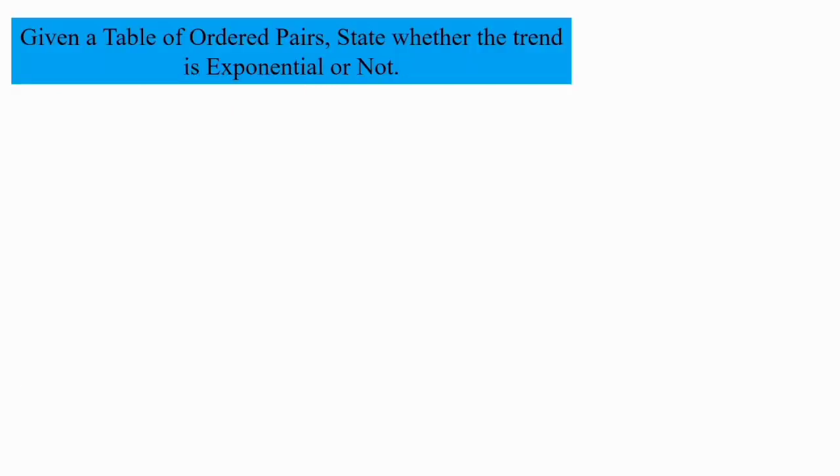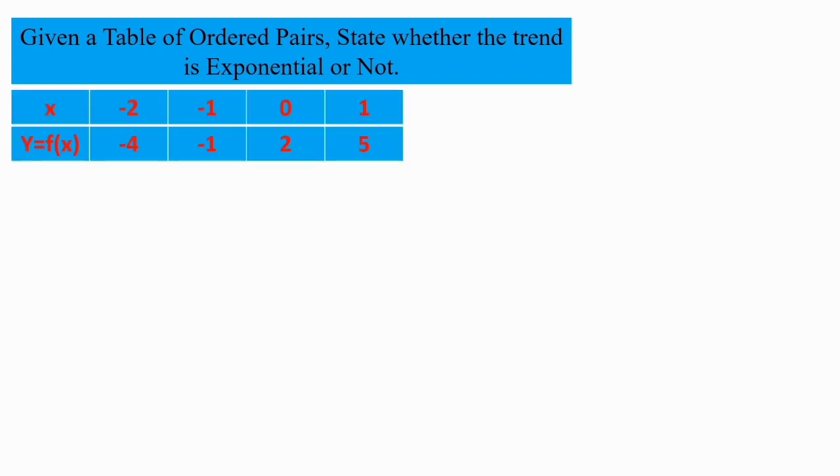Let's go to the table of values. Given a table of ordered pairs, state whether the trend is exponential or not. Yung given natin, your x is negative 2, negative 1, 0, and 1. And your y or f of x is negative 4, negative 1, 2, and 5.